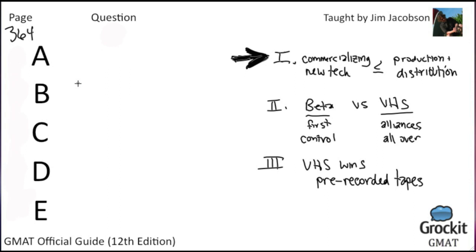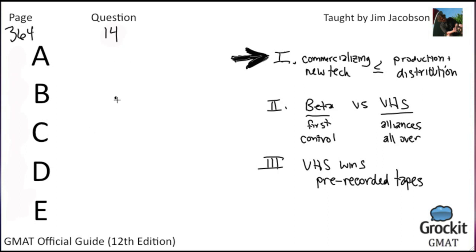And last one on this page, question number 14. According to the passage, consumers began to develop a preference for VCRs in the VHS format because they believed which of the following. And it was the third paragraph that talked about consumers and consumer preferences and consumer perceptions. And it's line 26. The perception among consumers that pre-recorded tapes were more available in VHS format further expanded VHS's share of the market. So it's going to have something to do with pre-recorded tapes.